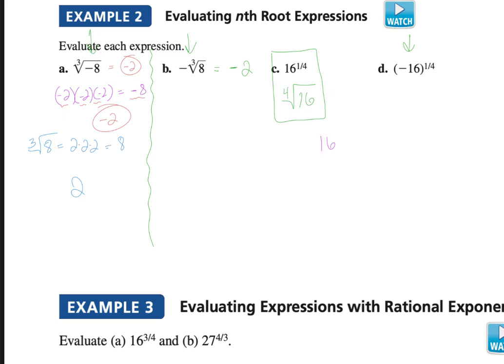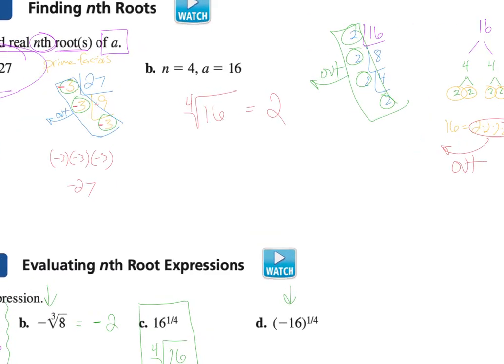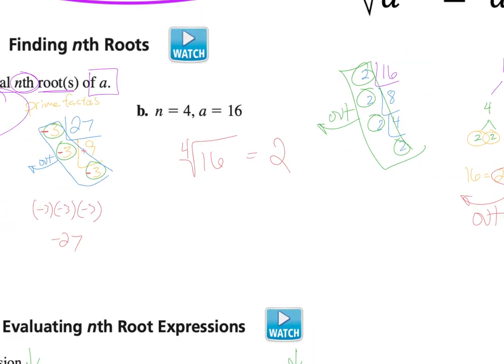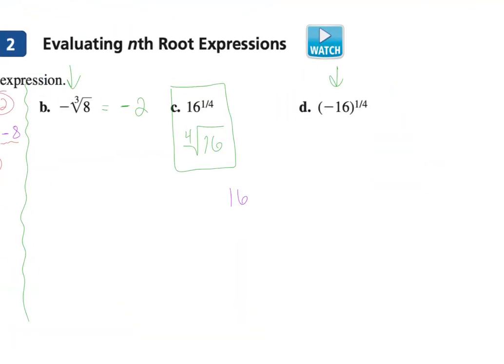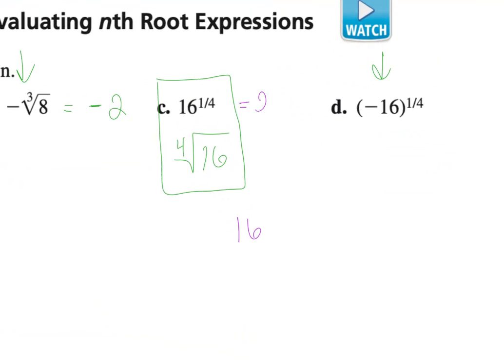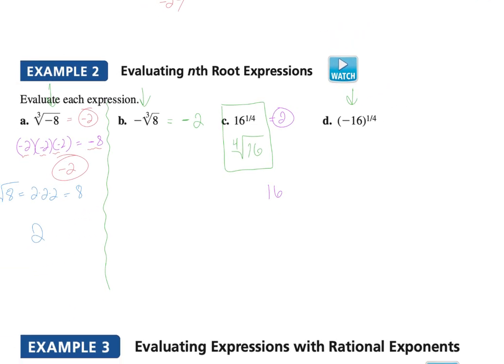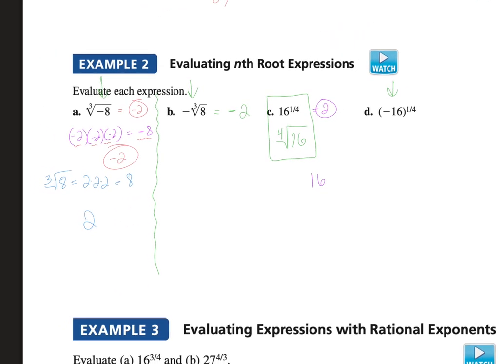The fourth root of 16, as we just did up here, is 2. So really, I don't need to do a lot of explanation on that one. This is 2, okay? But now we run into D. D is no solution, because we're looking for a fourth root of -16.